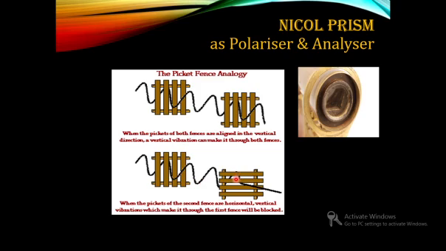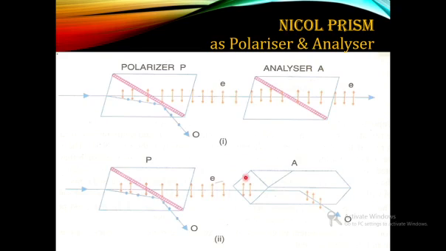So if it is the same direction as that of the vibrating plane, then you will get maximum intensity. If it is exactly perpendicular to the vibrating direction, then you will get zero intensity. Okay, so let us now consider the Nicol Prism as a polarizer and analyzer. What is happening when the light is incident on such a Nicol Prism? It will split up into an ordinary ray and an extraordinary ray, and the ordinary ray undergoes total internal reflection while the extraordinary ray is allowed to pass through.